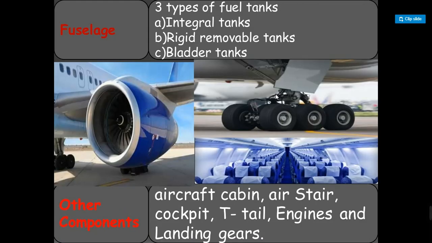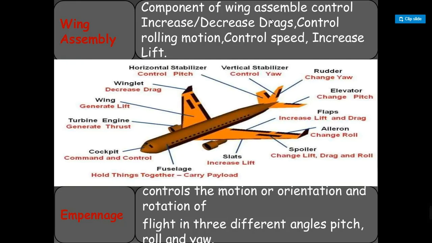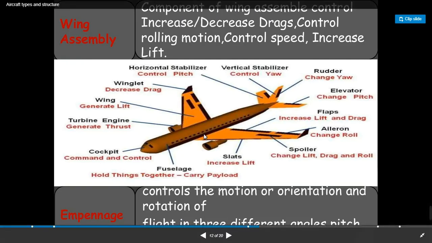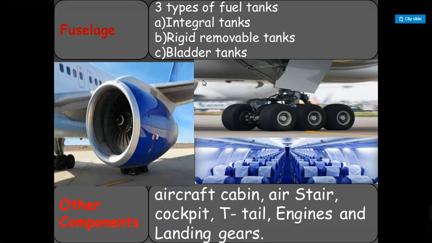Okay, so we have the fuselage. So, three types of fuel tanks. Okay, so di ba sa fuselage nakabutang dito ang fuel tank. Okay? So, first is we have integral tanks, and then we have rigid removable tanks and bladder tanks.